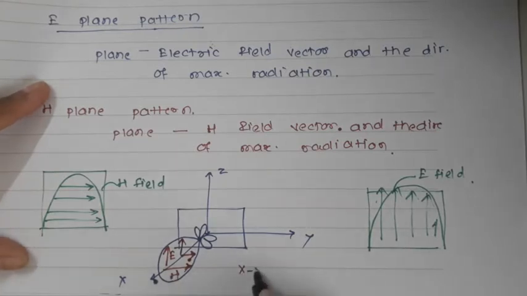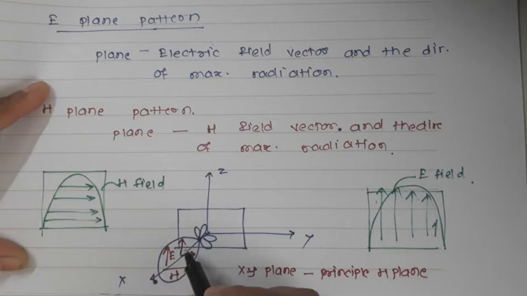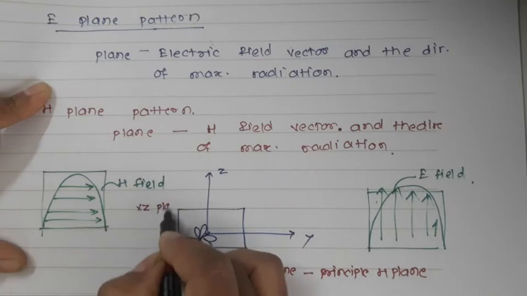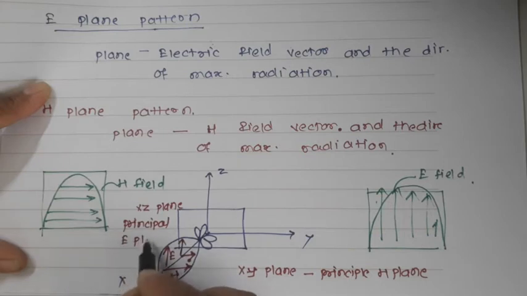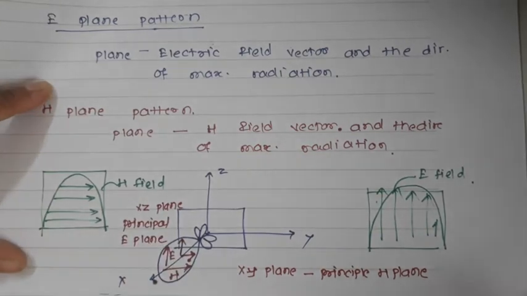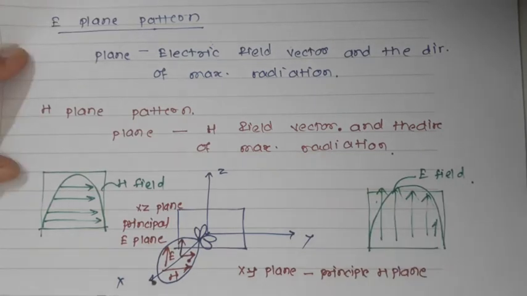You can see the xy plane will be the principal H plane, and in the xz plane you have the electric field maxima, so the xz plane is the principal E plane. Here we have understood what we mean by the principal E plane and the principal H plane. If the pattern is symmetrical about the Z axis, only one section in any plane is sufficient.